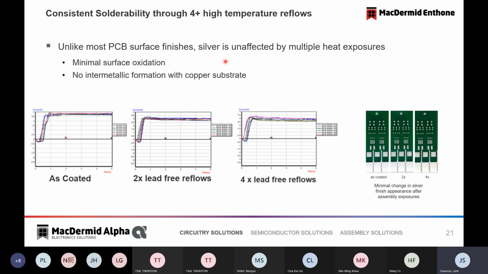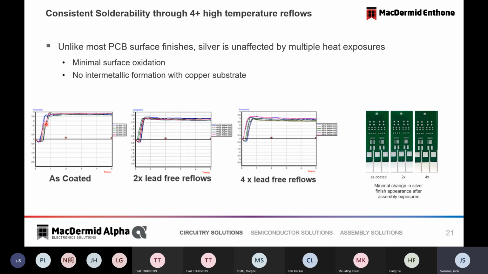This slide is meant to help communicate that silver is unaffected. This is one unique part of silver. It is unaffected by exposure to many heat cycles. OSP sees some degradation of the organic coating. Immersion tin, as we will talk about later, has some problems with building an intermetallic alloy when it's exposed to reflow cycles. But silver basically has no significant reaction.